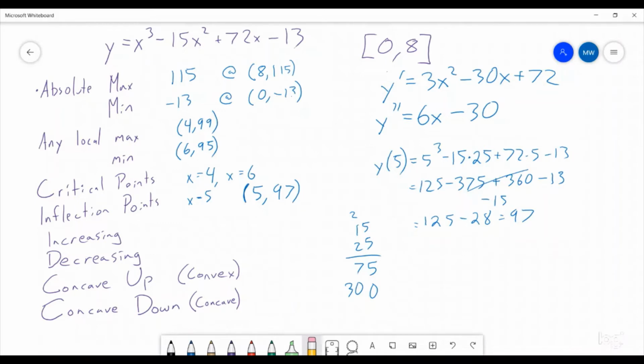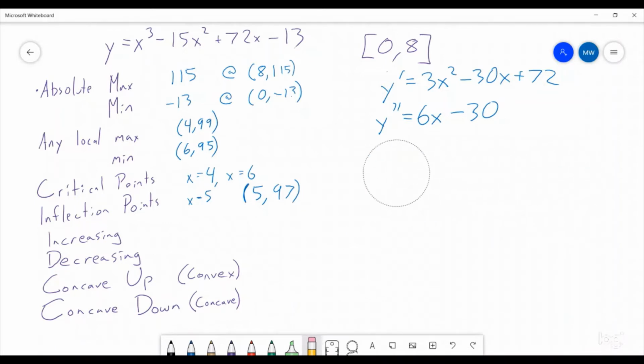There we go. Now the question becomes, where is this function increasing? So for where it's increasing, what I would recommend doing is have some sort of number line and label your critical points. So our critical points are 4 and 6. And now what we're going to do is look at the first derivative, and see is it positive or is it negative in the different spots around there.